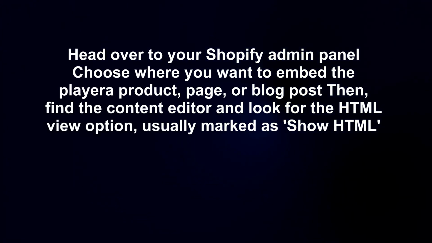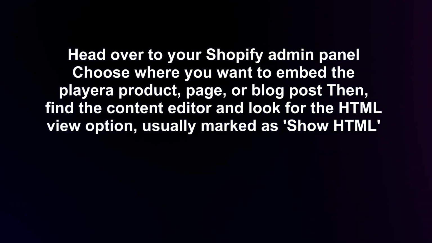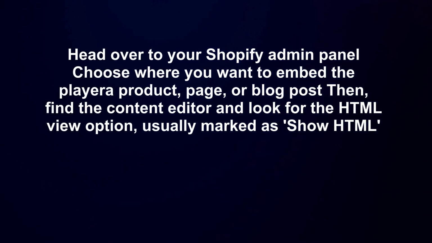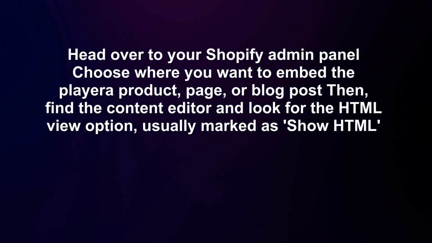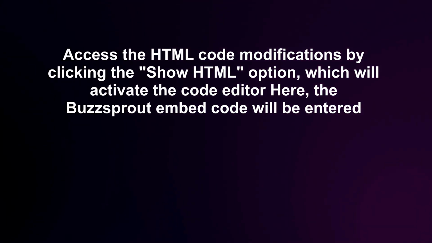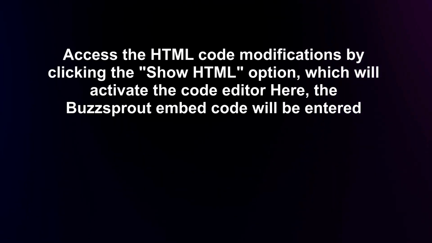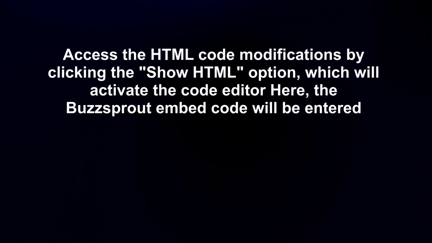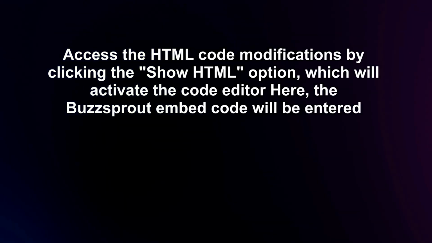Head over to your Shopify admin panel, choose where you want to embed the player, a product, page, or blog post. Then, find the content editor and look for the HTML view option, usually marked as Show HTML. Access the HTML code modifications by clicking the Show HTML option, which will activate the code editor. Here, the Buzzsprout embed code will be entered.